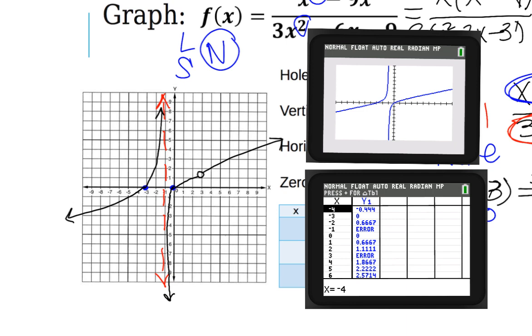So this one looks a little different than ones we've seen before, but it is still a rational function and it's got our key features. This one has a hole, x-intercepts, and then it also has that vertical asymptote.